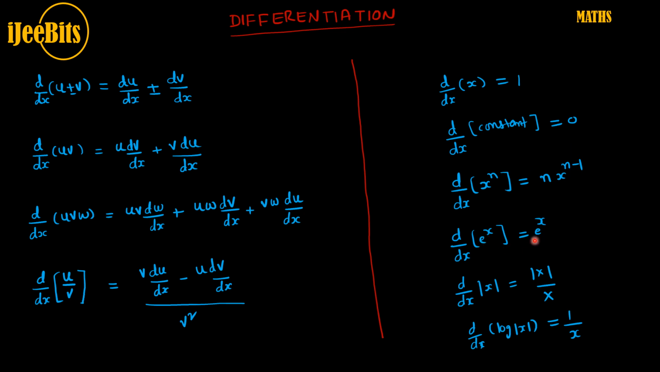e power x remains e power x, right? Modulus of x differentiated is mod x divided by x. And log x is nothing but 1 by x. d by dx of log x is equal to 1 by x. Clear?